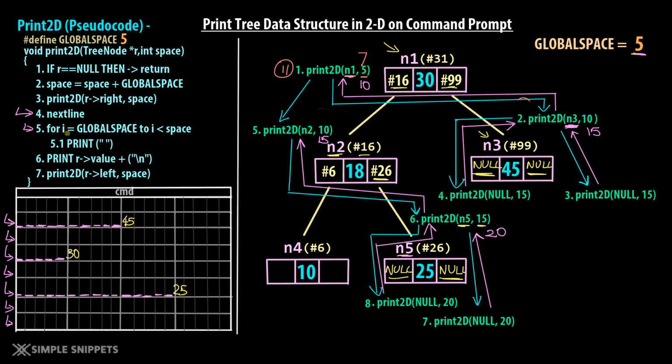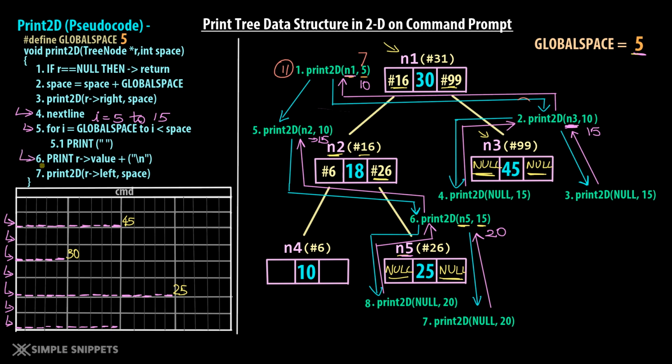Then you will say for i equals global space, which means i equals 5, to i less than space. What is the space value inside the 5th print 2D? You can see it is 15. So from 5 to 15 it is going to execute 10 times. So at this last line we are saying 1, 2, 3, 4, 5, 6, 7, 8, 9, 10.